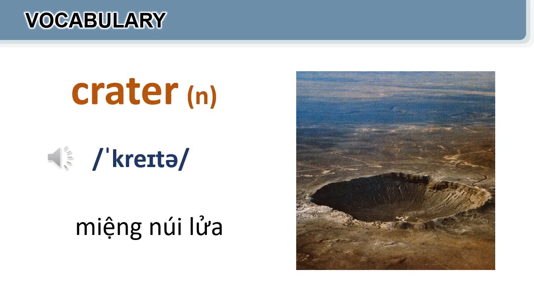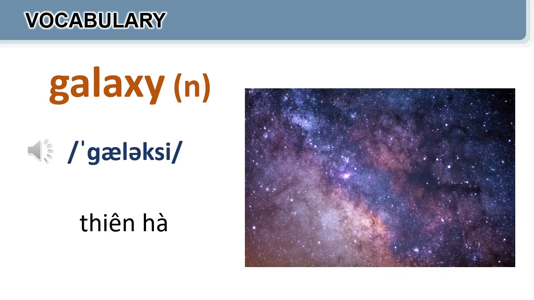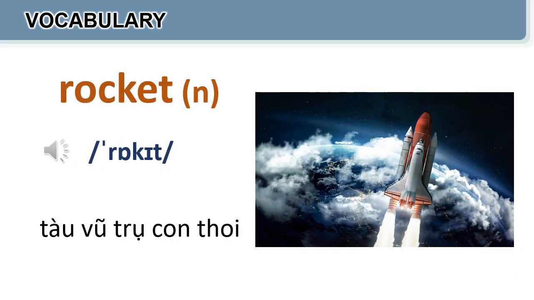Now look at the screen and we will learn some new vocabulary. The first one, look at the picture. Here we call it crater. Crater. Now listen and repeat. Crater. This is the meaning. The second word and phrases that you need to know is galaxy. Now listen and repeat. Galaxy. Yes, meaning. The next one is rocket. Rocket. You can know its meaning based on the image, right?